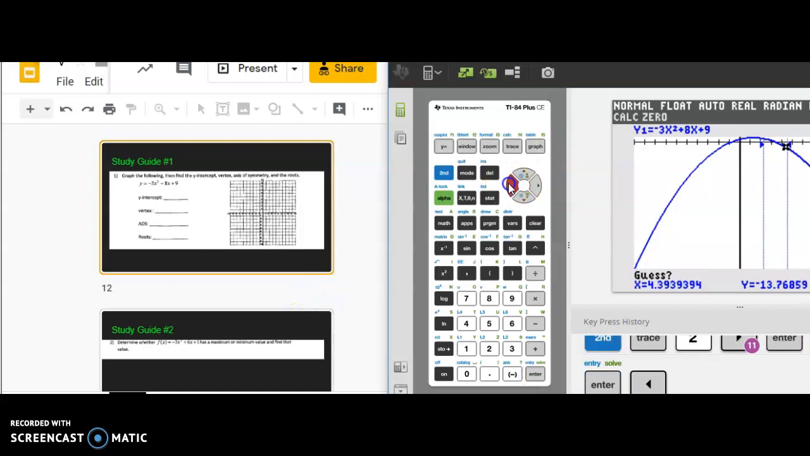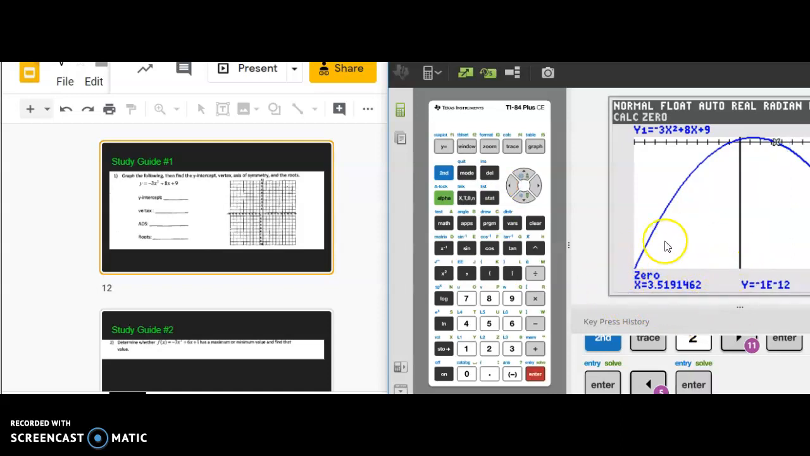So now go back to as close to the root as possible and hit enter, and it has a second root of 3.52, because that 9 tells the 1 to round up. And remember that if it crosses the x-intercept 2 times, then you're going to have 2 answers as your roots.